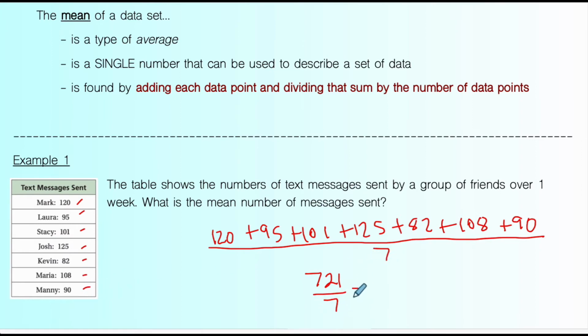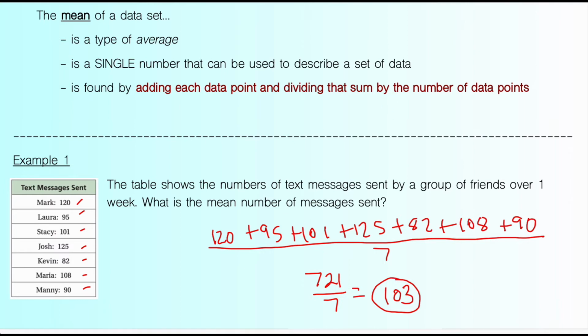721 divided by 7 will give us our mean, or average, of this data set, and that is 103. What that tells us is that on average, each person sent about 103 messages. Is that perfect? No. Some people sent more, some people sent less, but it's somewhere in the middle. It's an average, some number we can use to generally represent this set of data. And one of the words I said that you might have picked up on is that it's in the center.